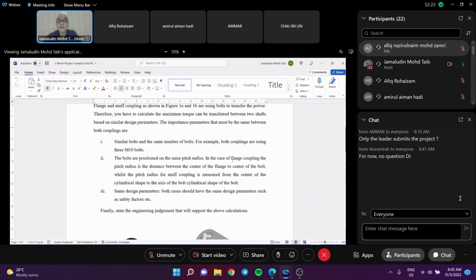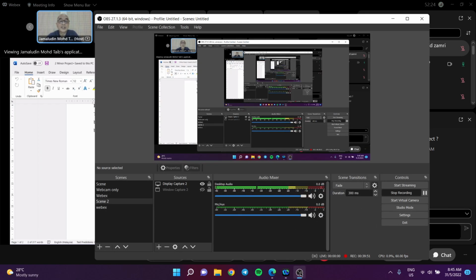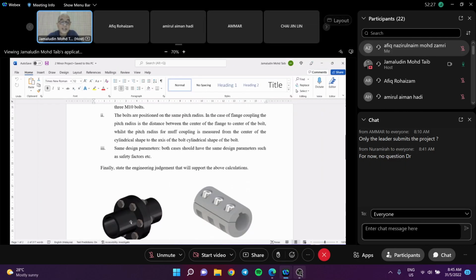In the case of the flange coupling, the pitch radius is the distance from the center to the center of the bolt. For the muff coupling, it is roughly the center of the cylinder to the center of the bolt, so roughly it should be the same. Same design parameters. For example, you start with a safety factor of 2, and so on.